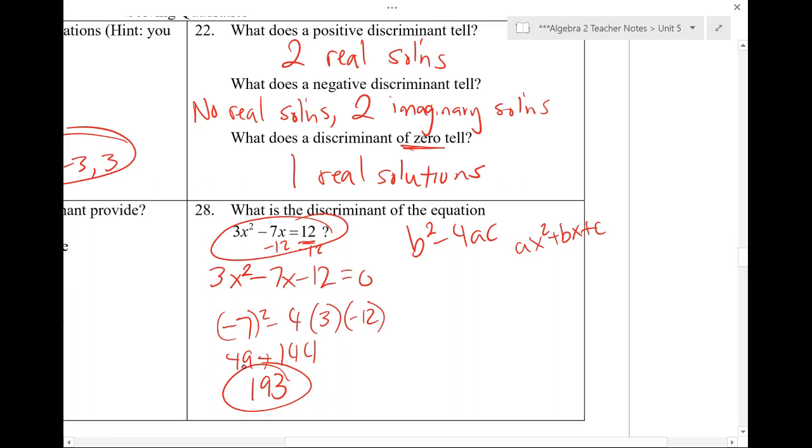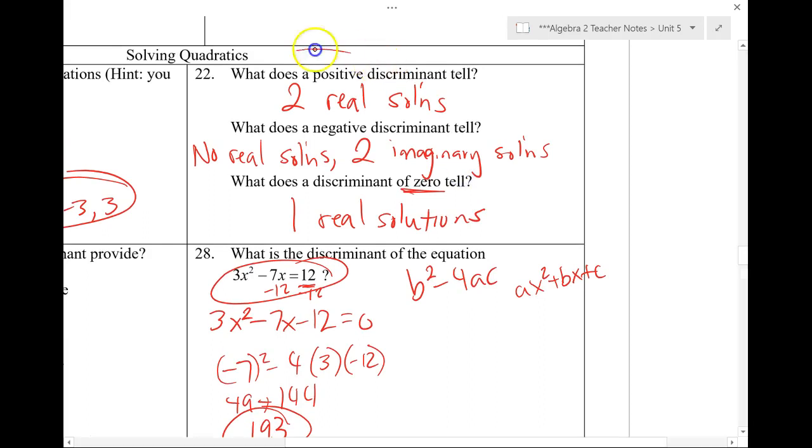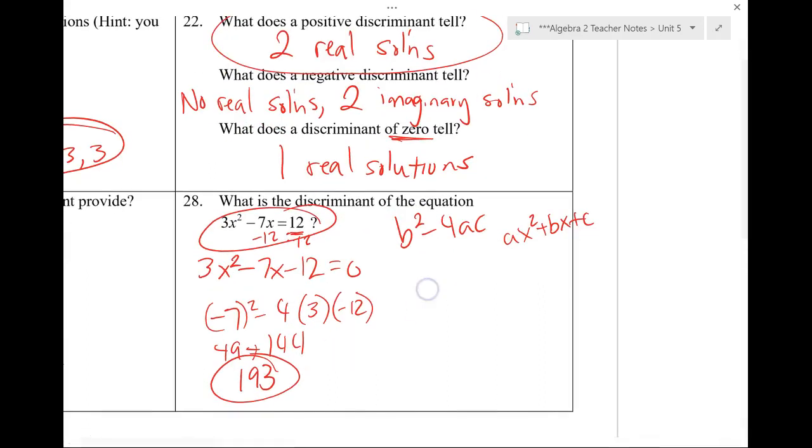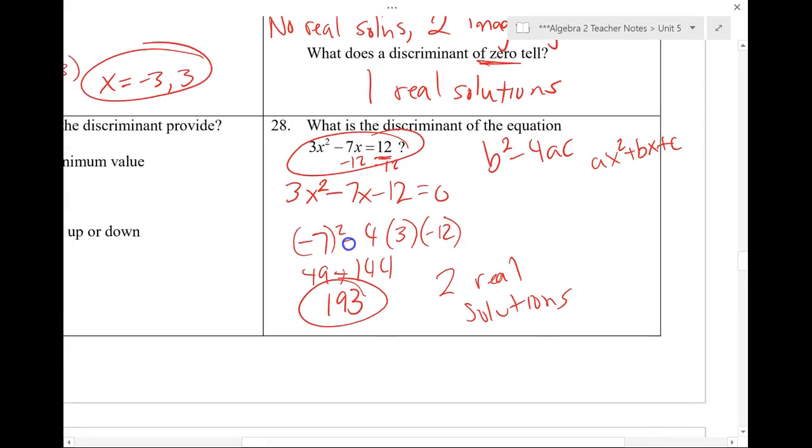Now think about, if I have a positive discriminant, what does that mean? I'll go back up here to number 22. Positive means that I'm going to have two real solutions. Okay, so make sure you know how to recognize that. Okay, that was part 2.